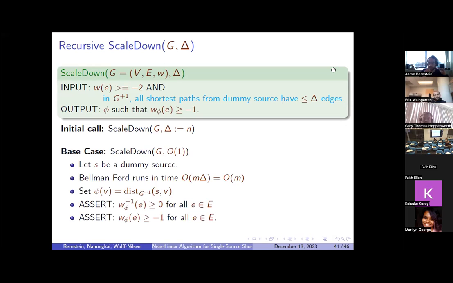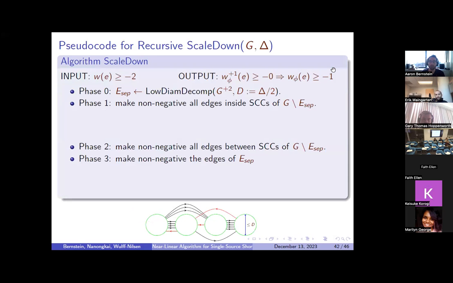Now, the base case when delta equals a constant is also easy. If delta is a constant, that means every shortest path uses a constant number of edges in G+1. So you can just run Bellman-Ford in G+1. It'll be efficient. That'll give you a price function for G+1. And as we said before, that gives you a price function for G that satisfies the scaling property. So the idea is we're going to start with delta equals n, and we're just going to keep recursively calling it with delta equals n over 2, and then delta equals n over 4, and then delta equals n over 8 until we get to this base case. So let's see how that actually works.